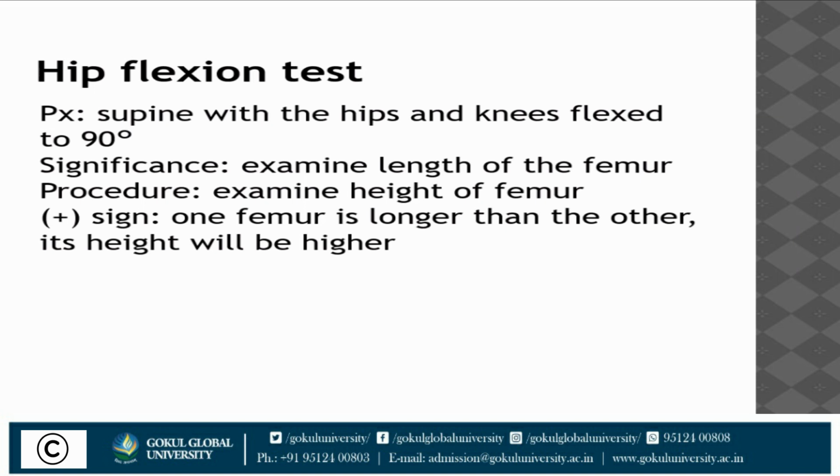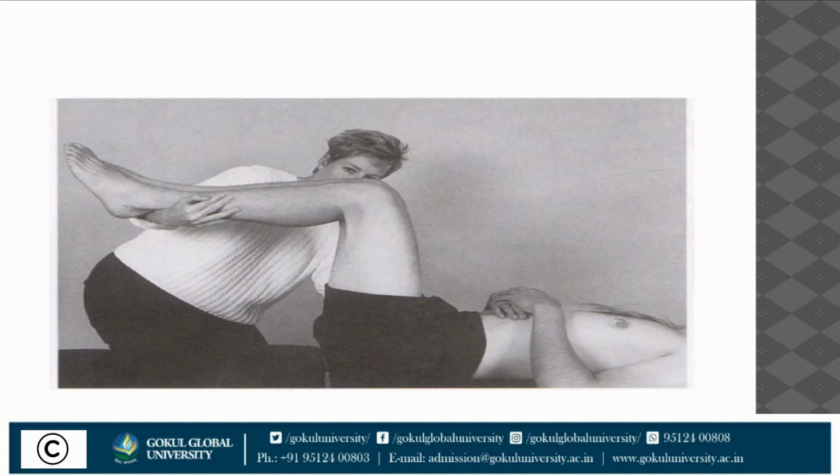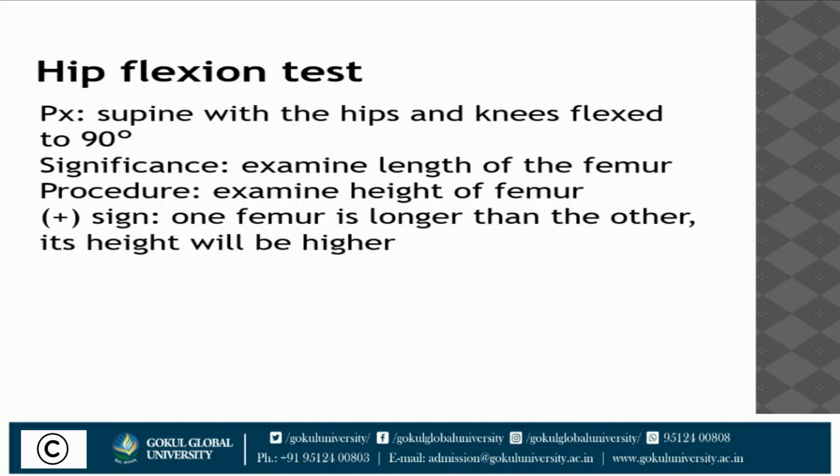Next test is hip flexion test. Patient position is supine with hip and knee flexed to 90 degree, and this test we perform for examining length of the femur. So we have to ask patient to do hip and knee flexion 90 degree like this in the figure, and we have to observe the length of the femur. We have to observe the height of the knee as we saw in the telescopic sign test. So when we are observing the knee, if one femur is longer than the other, one knee will be higher and other will be lower. That means hip flexion test is positive.